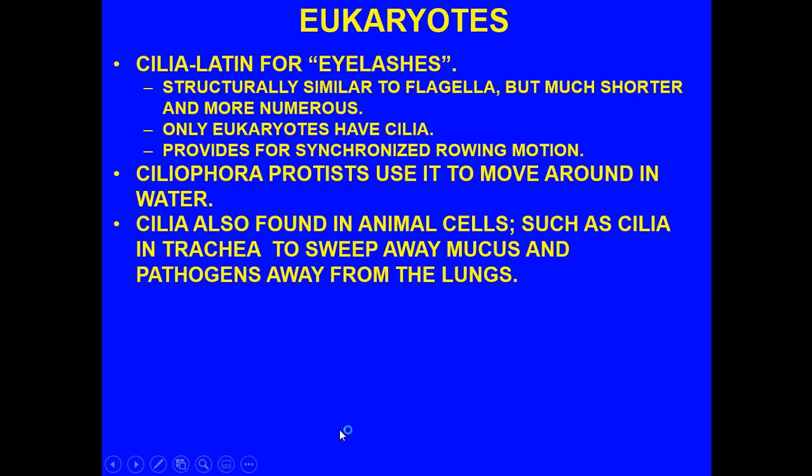With cilia, now we're dealing with, this is Latin for eyelashes. They're structurally similar to flagella, but much shorter and much more numerous. Only eukaryotes really have cilia, and they provide for synchronized rowing motion. Ciliophora protists use it to move around in the water. Cilia are also found in animal cells. For example, you have cilia in the trachea, and this is useful for sweeping mucus and pathogens away from the lungs.